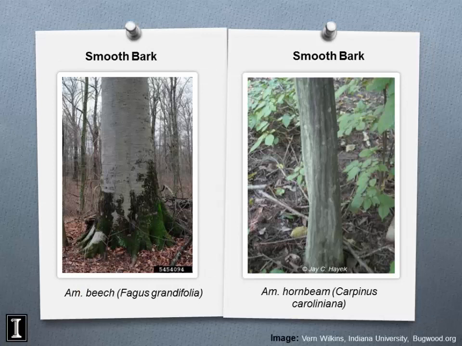Smooth bark, American beech, classic. It doesn't matter how big that tree is, the tree always has smooth bark. If it doesn't have any bark, it's a dead beech.